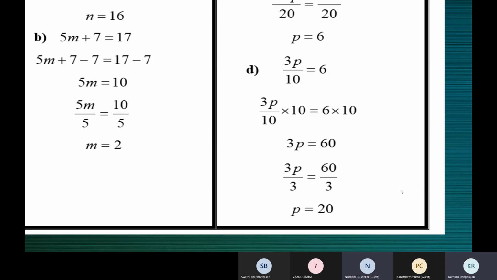So I have nothing to say, children. You all understood this. So in one step, if you want to get rid of 3 by 10, what will you do? Ma'am, we have to multiply both sides with the reciprocal of the original number, ma'am. Multiply both sides with 10 by 3.